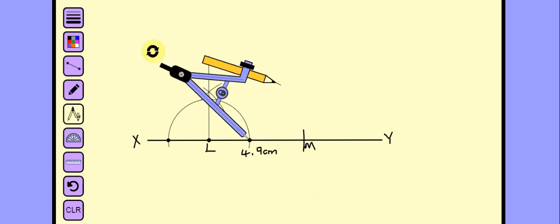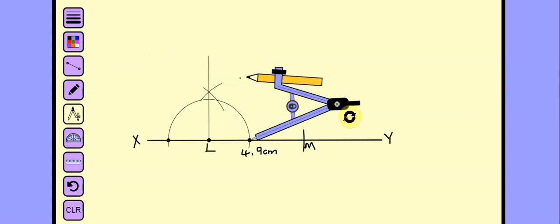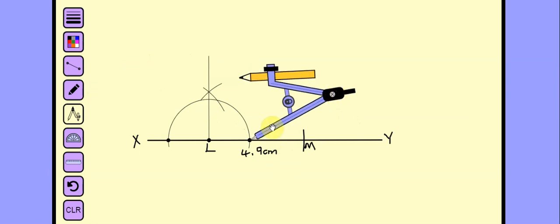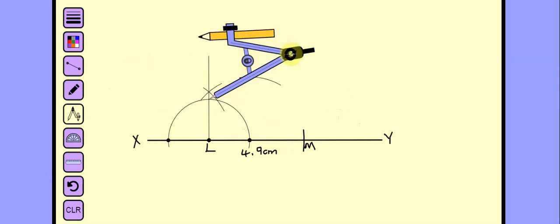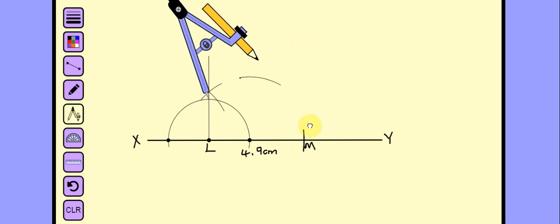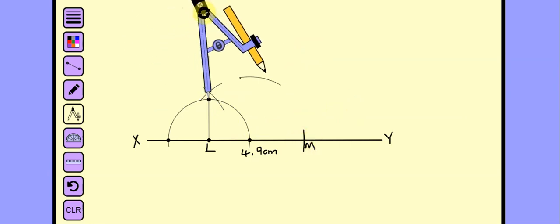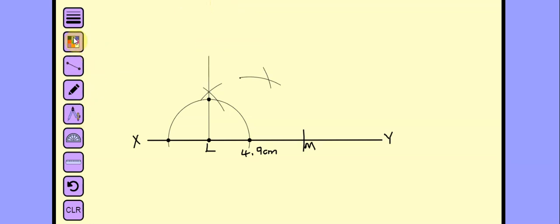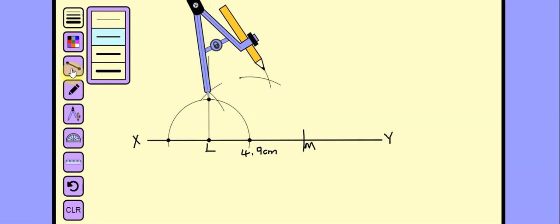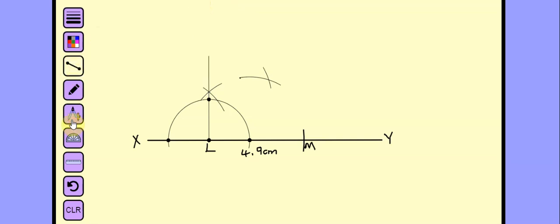So I'm going to scribe an arc like this above our angle. Then I will move to the next intersection point and scribe an arc to cut the previous one. Just like that. And with that, we have created perfect conditions for drawing our 45-degree line from L through the intersection of the two arcs.